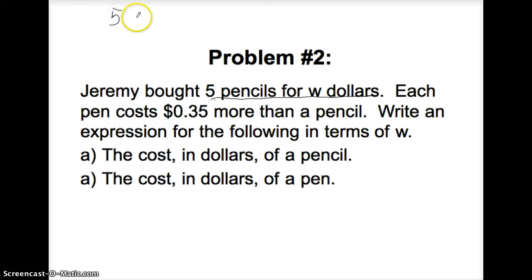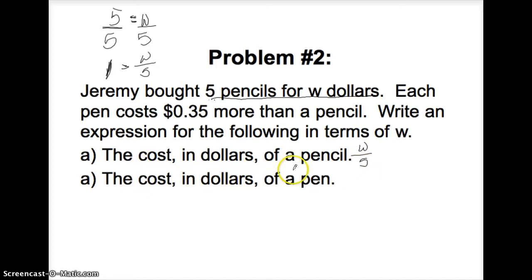So if we have 5 pencils equals $W, then we know that if we want to make this 1, we need to divide by 5. So we need to do the same thing to both sides. So 5 divided by 5 is 1, and so for 1 pencil, it equals W divided by 5. So the cost of a pencil, that means 1, is W divided by 5. If you need to pause this and write this down, please do.